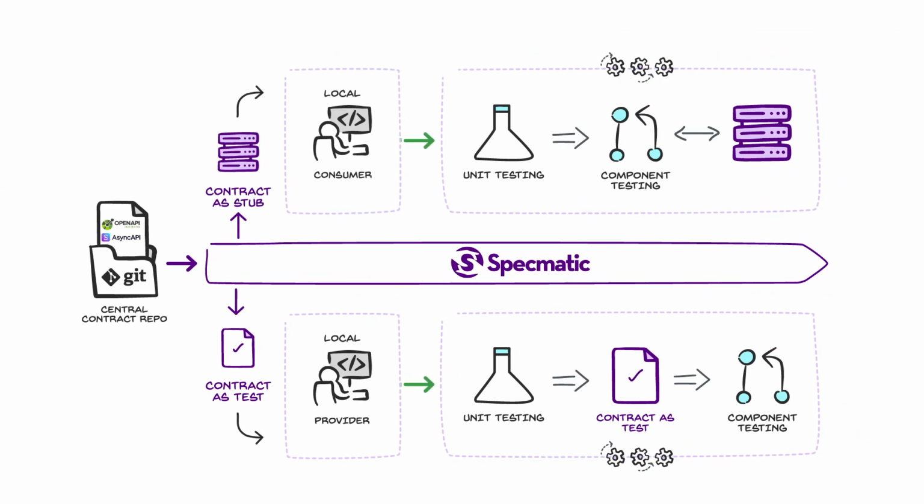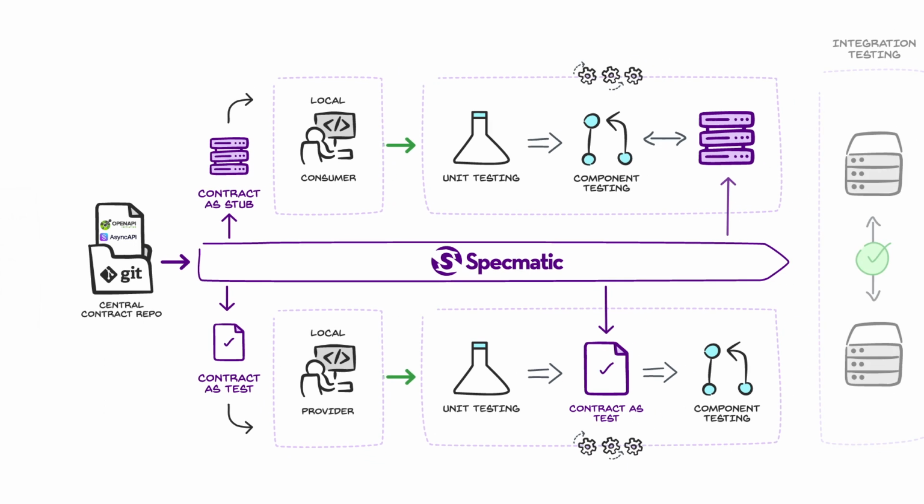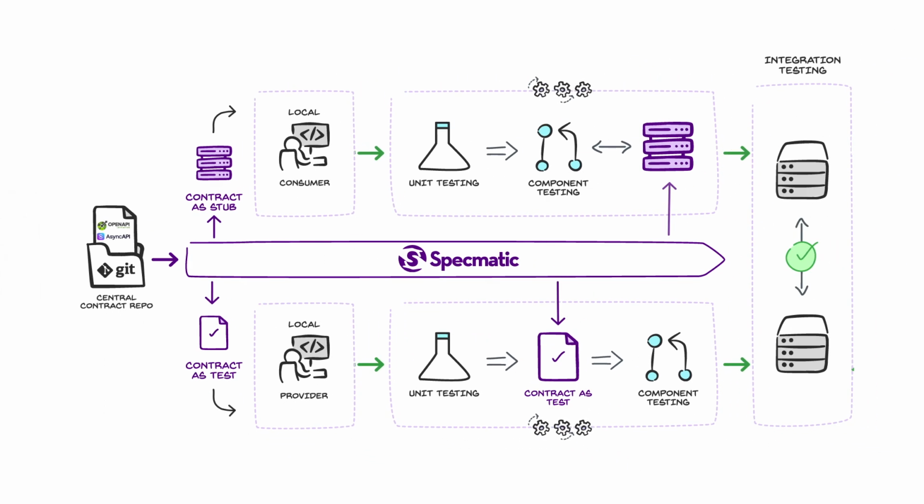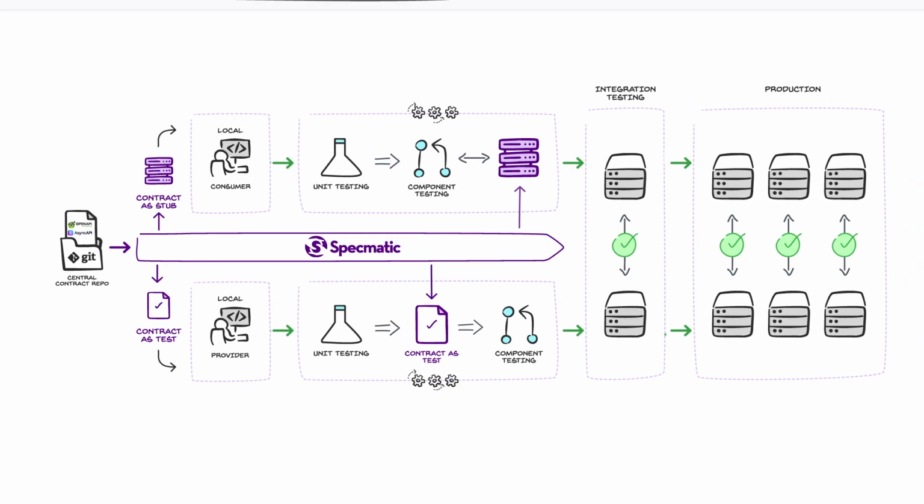They will refer to the specs from the central contract repo, which is the single source of truth for both sides. This guarantees that the provider and consumers can both independently develop and test their respective code while still being completely in sync. And when they come to an integration environment, they won't see any surprises. Hence, they can get to production as quickly as possible.